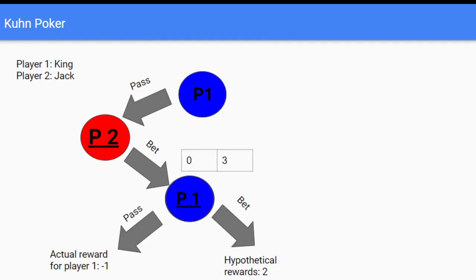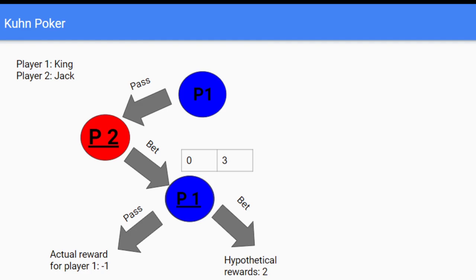Now at this decision node, we're going to store our regrets. So in this example, our regret for pass would be 0, and our regret for bet would be 3. So 2 minus -1 will give us 3. Now we don't stop there.